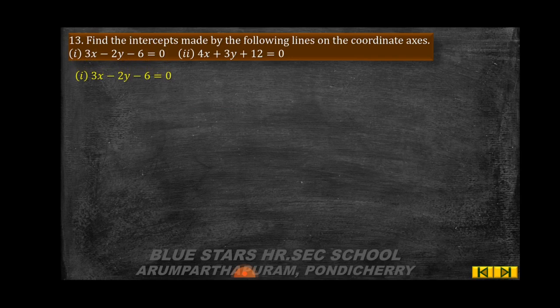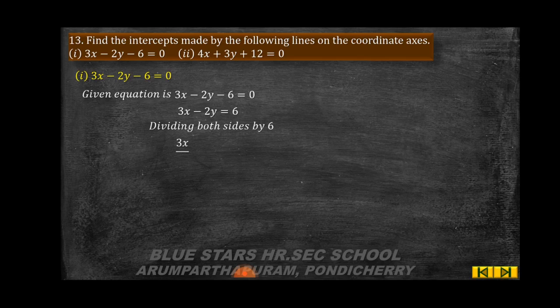So the first subdivision, 3x minus 2y minus 6 is equal to 0. The given equation is 3x minus 2y minus 6 is equal to 0. So we are taking the constant to the right hand side. 3x minus 2y is equal to 6. Then dividing both sides by 6, 3x divided by 6 minus 2y by 6 is equal to 6 by 6. Because the intercept form is x by a plus y by b is equal to 1, the right hand side should become 1. So we are dividing throughout by 6.